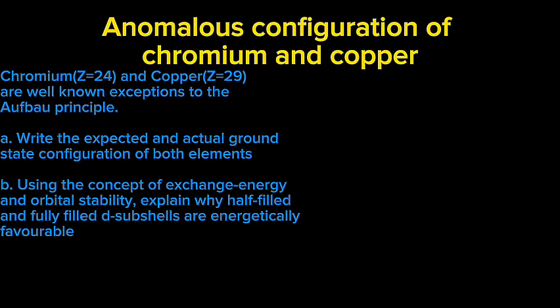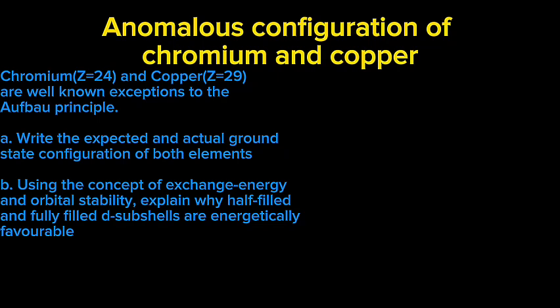Today I'll explain the electronic configuration of chromium and copper using a question. The question states, chromium atomic number 24 and copper atomic number 29 are well-known exceptions to the Aufbau principle. A says, write the expected and actual ground state electronic configuration of both elements, and B, using the concept of exchange energy and orbital stability, explain why half-filled and fully filled d subshells are energetically favorable.